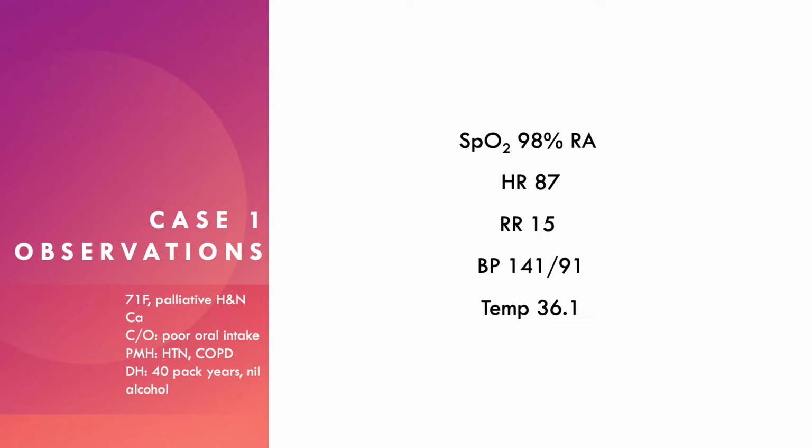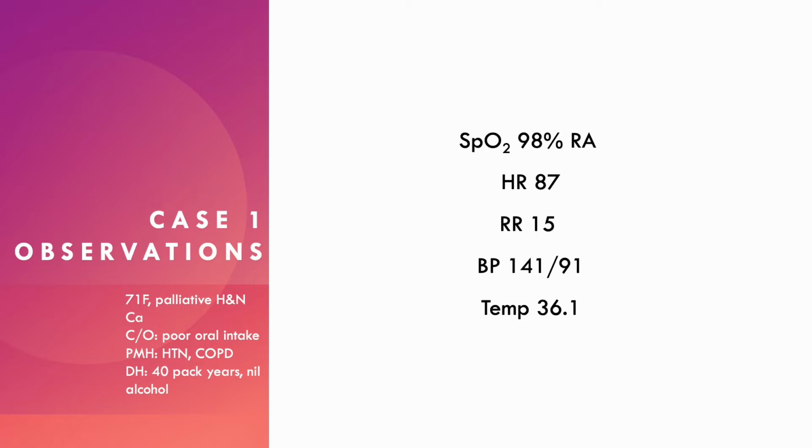Can you see some observations from the patient? She's got an oxygen saturation of 98% on room air, a heart rate of 87, respiratory rate of 15, a blood pressure of 141/91, and a temperature of 36. All in all, these observations are relatively normal. Her blood pressure is a little bit high, but she does have a background of hypertension, so that probably explains it. There's no signs of infection or any signs of sepsis, which is promising.